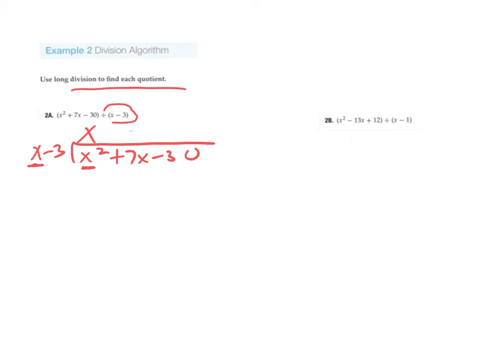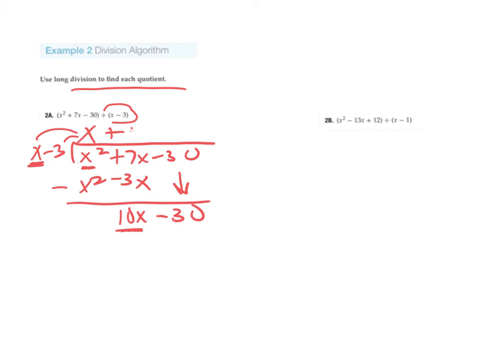Then I'm going to multiply, so x times x is x squared, and x times negative 3 is a negative 3x. Then I'm going to subtract. x squared minus x squared is 0, so that's nothing. But 7 minus a negative 3 is actually a 10x, and you can do that in your calculator. Then I'm going to drop down the next number, which is a minus 30. Now I'm going to do the same process. What in this first term is missing? It has an x, but it's missing a 10, so I'm going to put a positive 10.